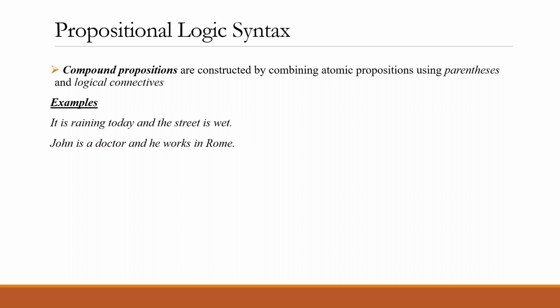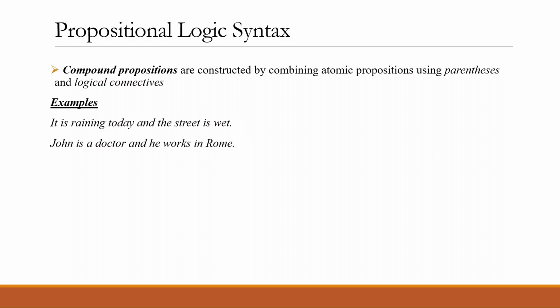And here we have two examples. It is raining today and the street is wet. Which is the logical connective here? It's and, of course, because it connects two different atomic propositions. It is raining today, the first proposition. The second proposition is the street is wet.